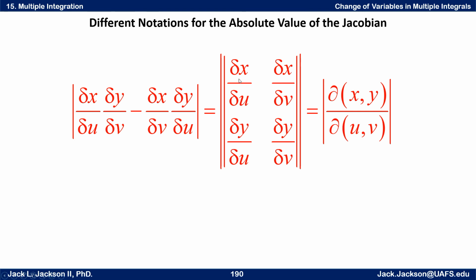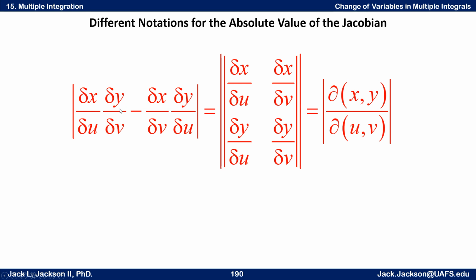So this is exactly the same. Remember how the determinant works. You multiply across this diagonal and this diagonal and subtract. So it's the partial derivative of x with respect to u times partial derivative of y with respect to v, minus the product along this diagonal, partial derivative of x with respect to v times partial derivative of y with respect to u, I should have said there. Okay, and so that's the last one.